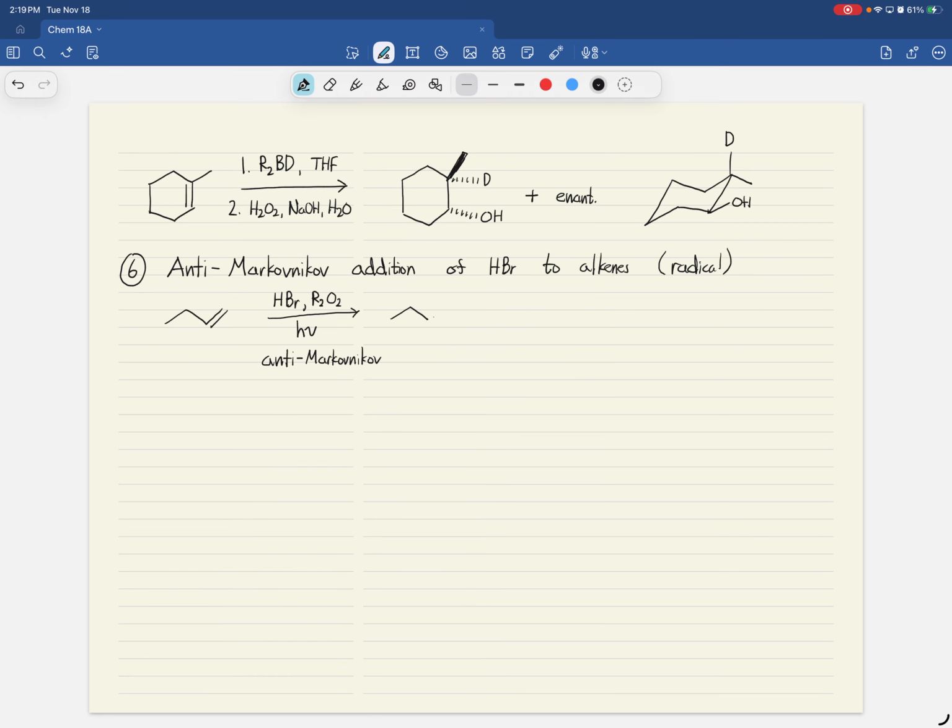All right, so where do you think the Br is going to go, if it's anti? Is it the side with more hydrogens on the alkene or less? Least substituted, yes. So you get this primary product.